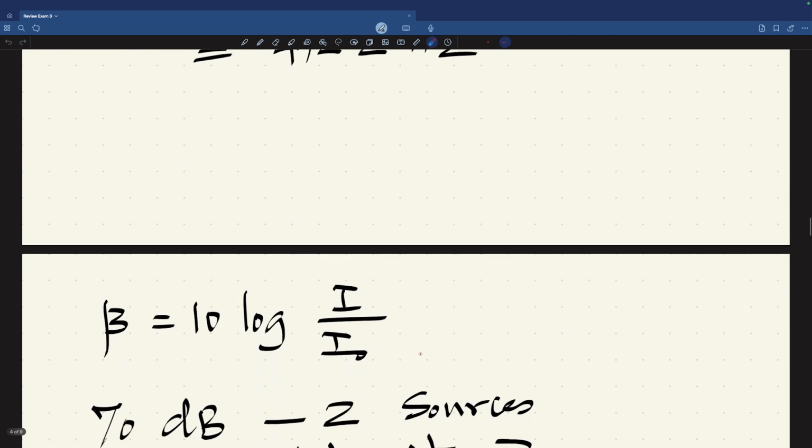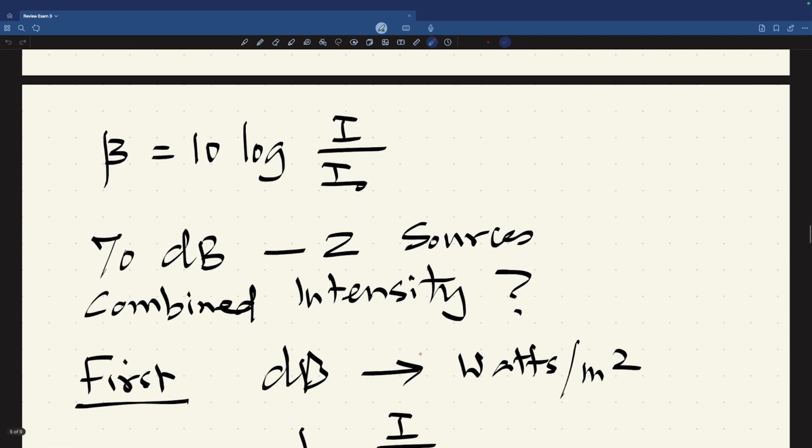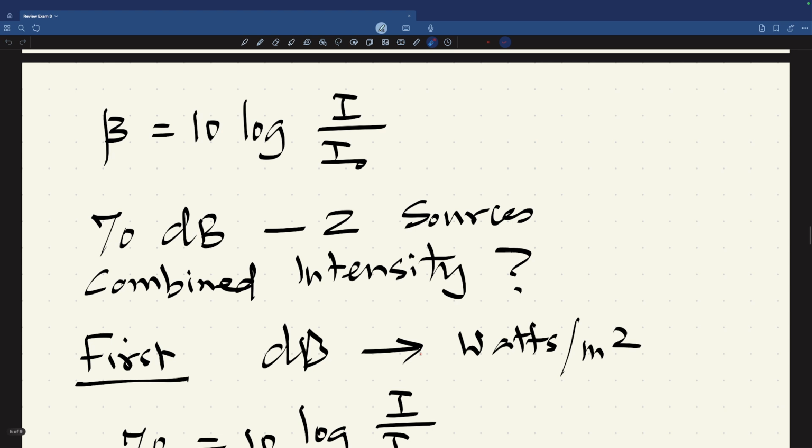So that's number 3. Number 4, intensity of sound. This is the formula. Beta in decibels is 10 log I by I naught.